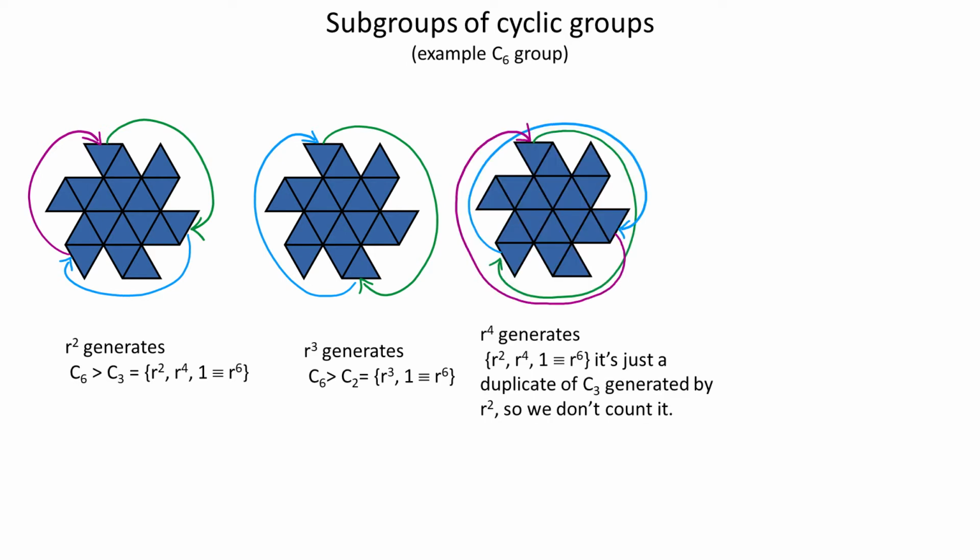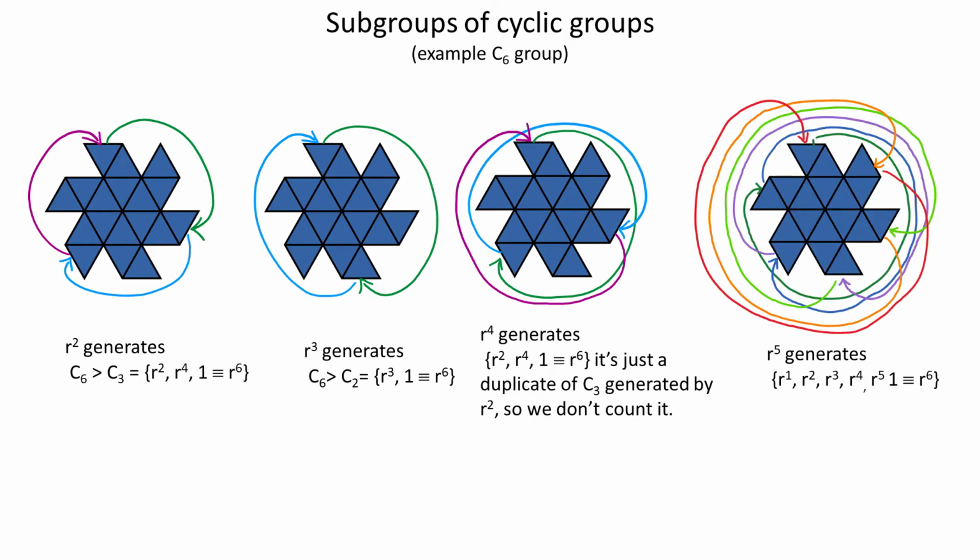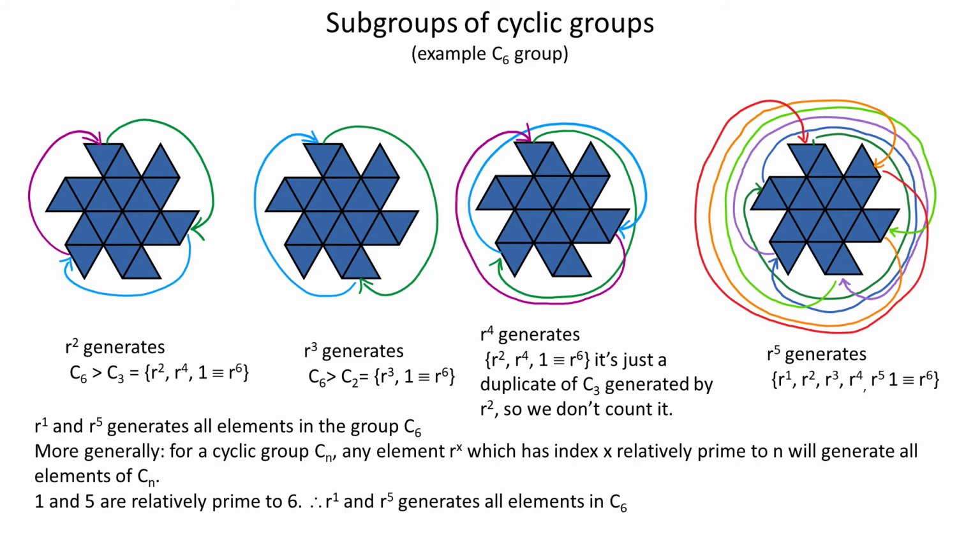And r to the power of 4 generates exactly the same set of elements as r², and so we will ignore it. And lastly, r to the power of 5 generates all elements of the C6 group, so both r and r to the power of 5 can be a valid generator for the C6 group. In general, for a cyclic group Cn, any element r^x, which has index x relatively prime to n, will generate all elements of Cn. The last important thing is to realize that a cyclic group can only have cyclic subgroups. This is kind of obvious from the diagrams that we have just analyzed. A link to a formal proof will be in the description.